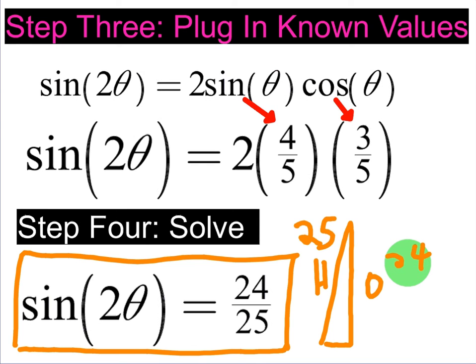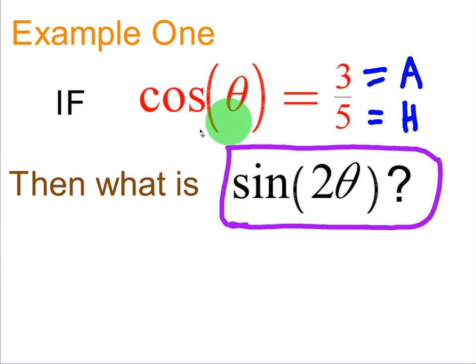That's it for this particular example of evaluating a double or half angle given a trig ratio. If you have any other questions about this, let me know.